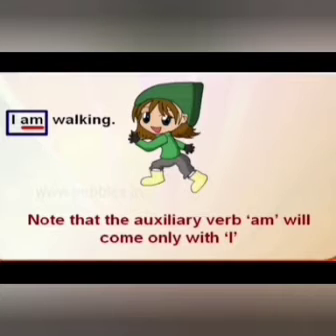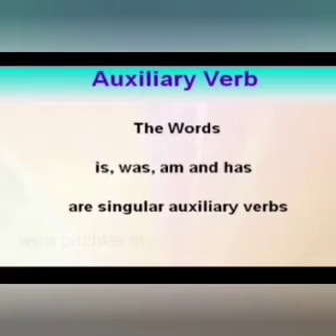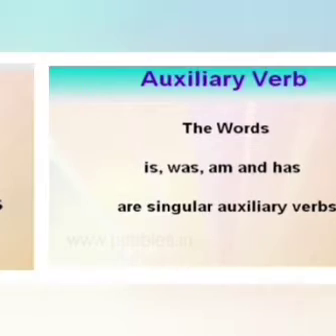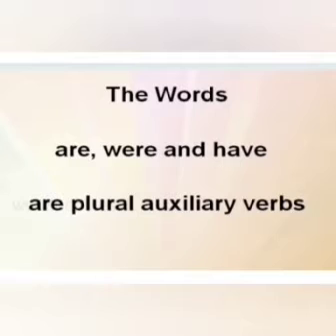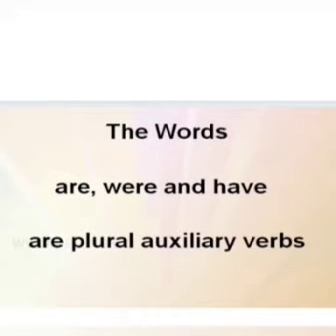Okay children. Next see one more rule. The words is, was, am and has are singular auxiliary verbs. When the singular form is used, we will use them. Next, the words are, were and have are plural auxiliary verbs. When the verb is in a plural form, these words will come. Are, were and have. Yes. So we have learned when we have to use plural helping verbs and when we have to use singular helping verbs.